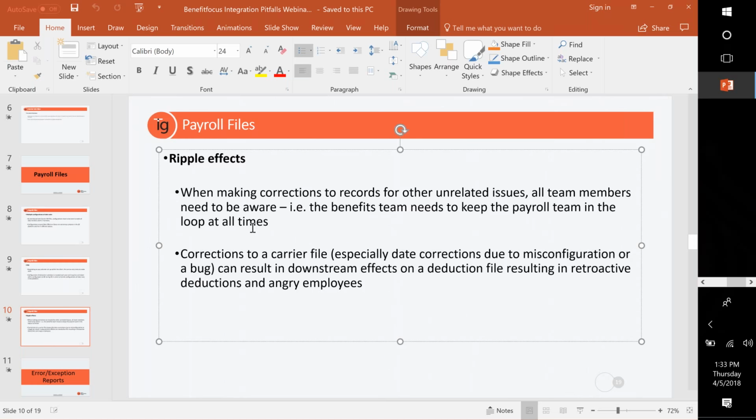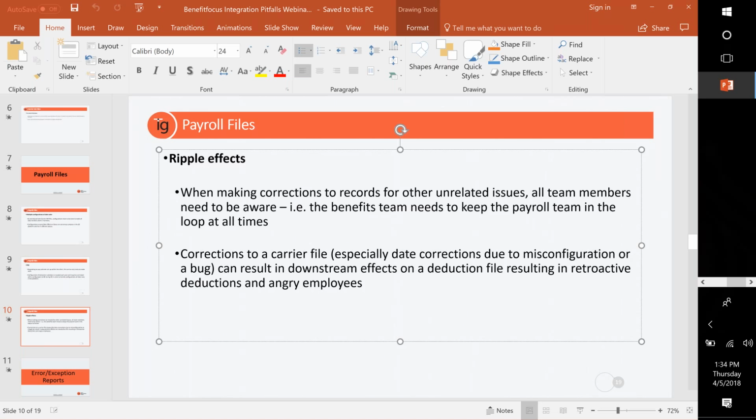This is huge, especially this second point here. Any corrections that are made, and there are going to be corrections made at some point. There's going to be human error. There's going to be a bug in the platform. There's going to be something that happens where a value is incorrect. Whether it's the group's fault, whether it's Benefit Focus's fault, whether it's the employee who logged in and made a mistake, whatever it is, a correction is going to have to be made.